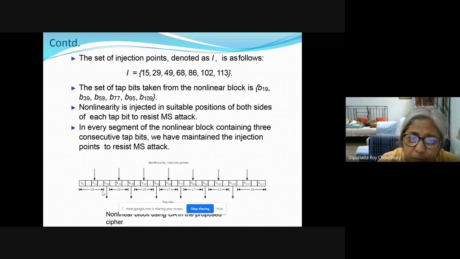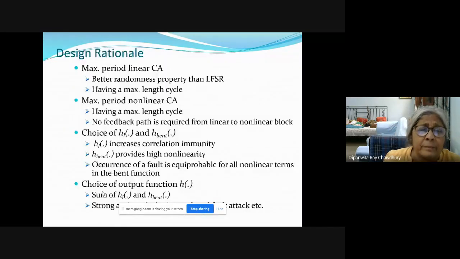So those proofs are in the paper, and I have shown the references. These theoretical proofs explain why this minimum gap is required, otherwise it will be broken. Okay. Now these are my design rationale.